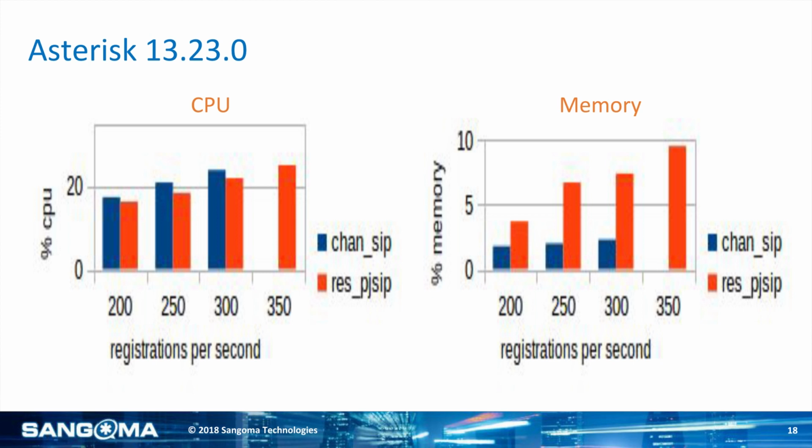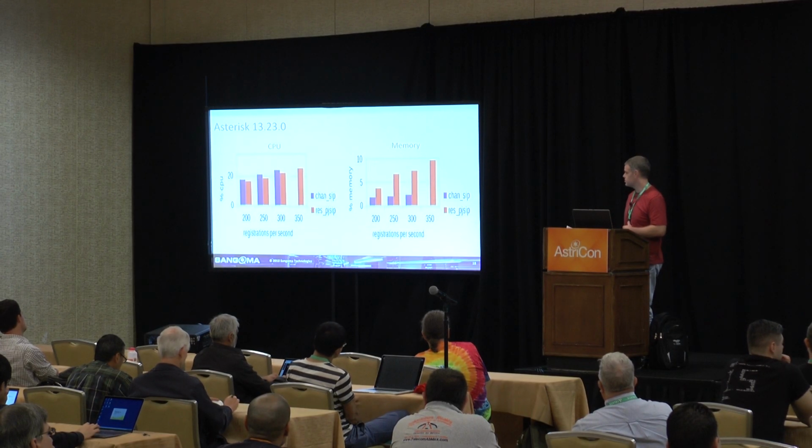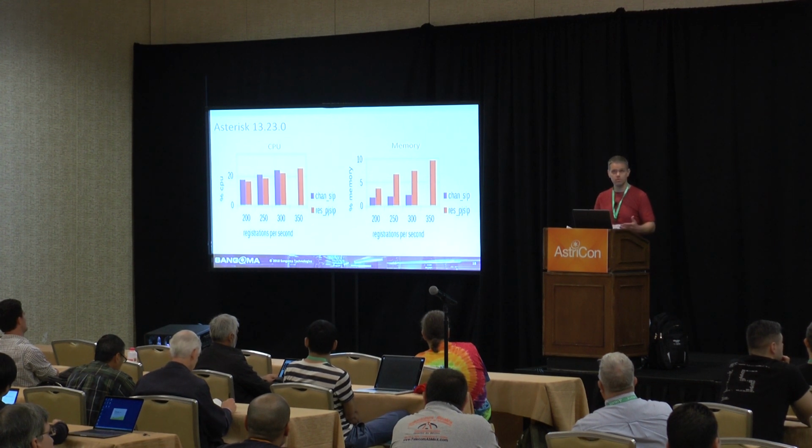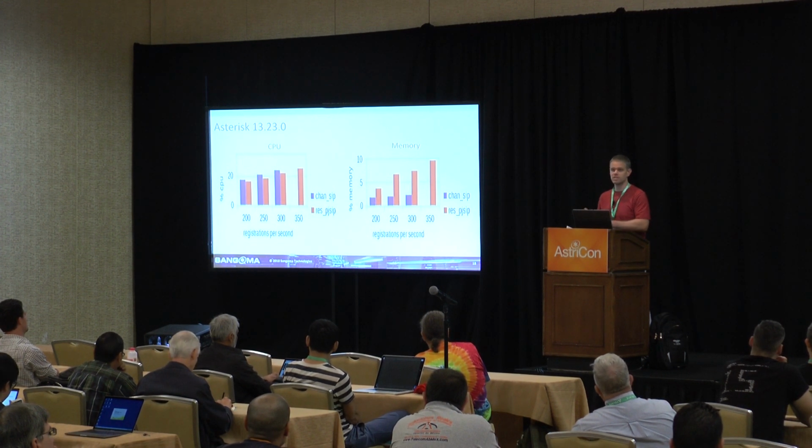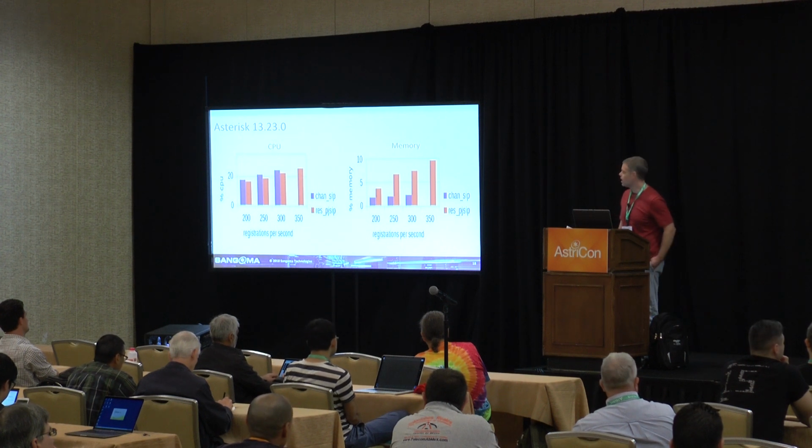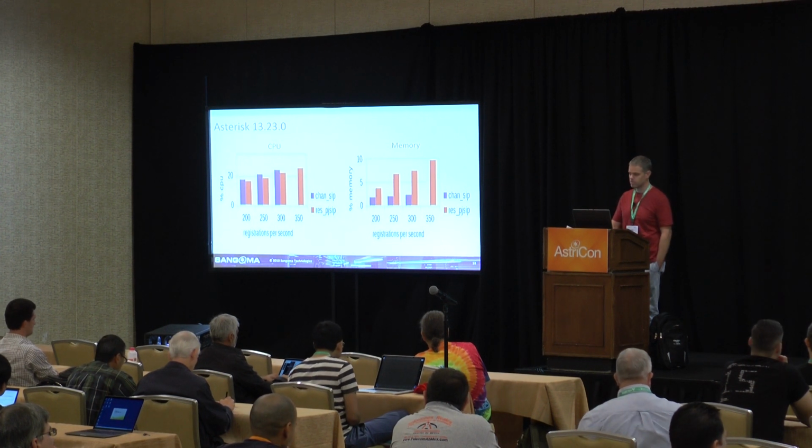So this is kind of what the current 13 looks like right now, the latest release 13.23.0. So you can see the memory footprint really hasn't gone down much, but there has been a significant decrease in CPU for res_pjsip. As a matter of fact, it is below chan_sip now, so that's excellent. And you'll see similar results in Asterisk 16.0. I did do some of those tests. I didn't put a chart up for it, but the same patches that are in 13.23.0 are in 16.0 as well. So if you upgrade to that, you will see very similar results as well for 16.0.